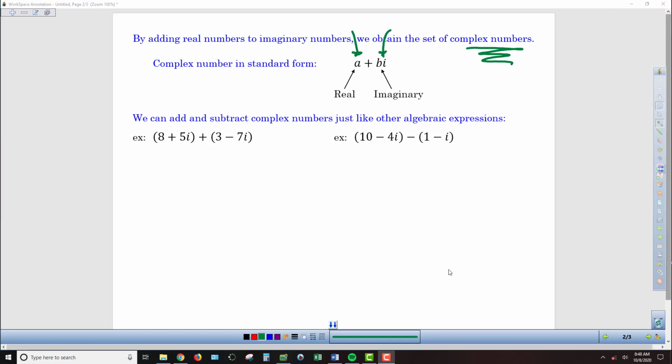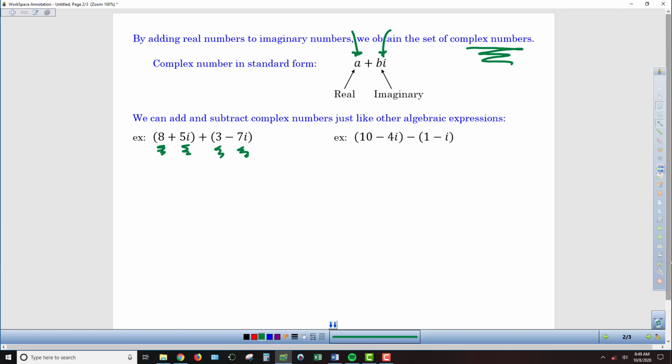And so scanning down the page, we can see that we're presented with a series of these complex numbers. Here's the real part, a, plus, here's the imaginary part, b times i, 5i. Here is the real part, 3, that's the a, and then negative 7i is our bi part. And so we can go ahead and do all sorts of operations on these types of numbers just like we would with a regular variable in there. So if it was an x instead of an i, we treat it exactly the same way.